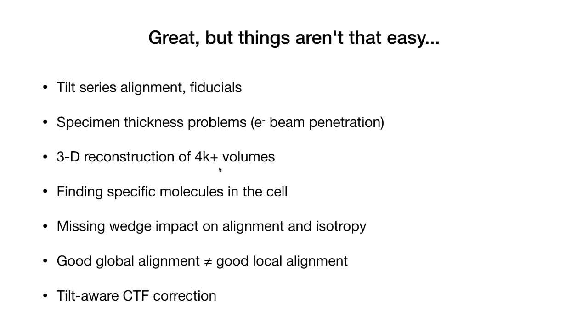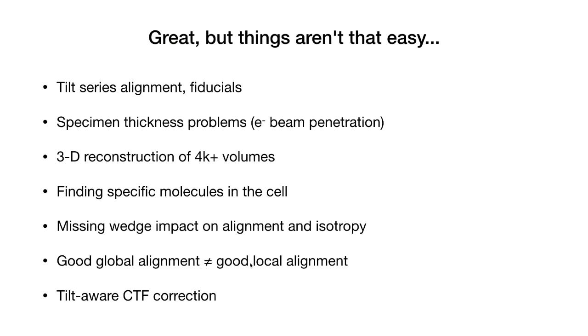Then the next problem is we have to actually find the molecules we're interested in. If we're looking at cells, we need to find all the molecules that are ribosomes or are microtubules or are whatever it is we're trying to find inside the cell, so we can pull them out and then average them together. Then we have the missing wedge problem, which I already mentioned. That can also have an impact when you're trying to align 3-dimensional volumes, and it can have an impact on the anisotropy of the final averages that you get out.